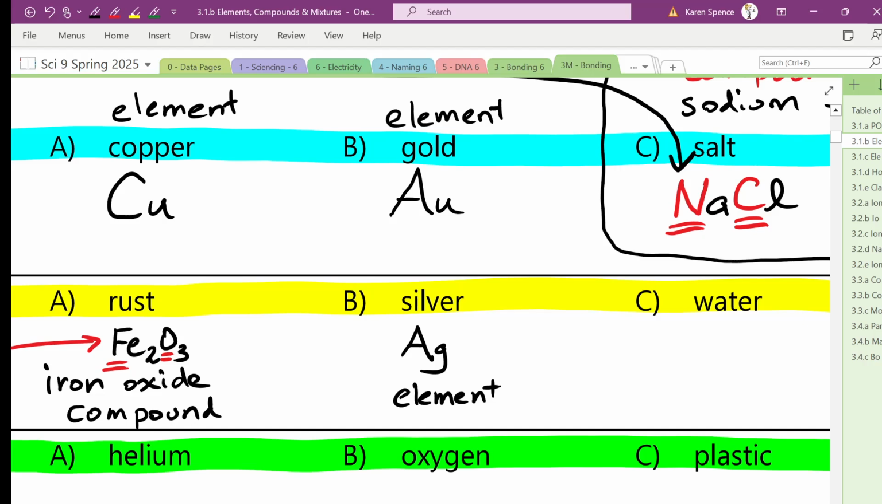Water. Do you guys know the formula for water? H2O. Do you guys know what a water molecule looks like? Mickey Mouse. It looks like a Mickey Mouse. Okay, so we got our O, and we've got our H, and we've got our H. Is that an element or a compound? Compound.